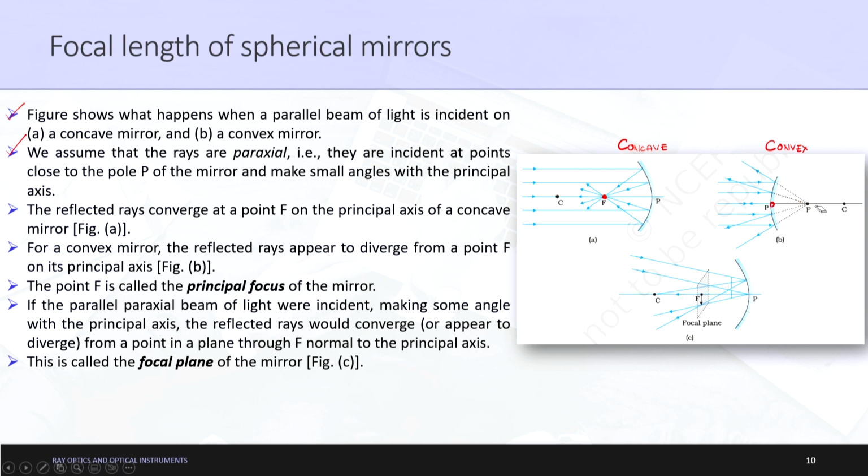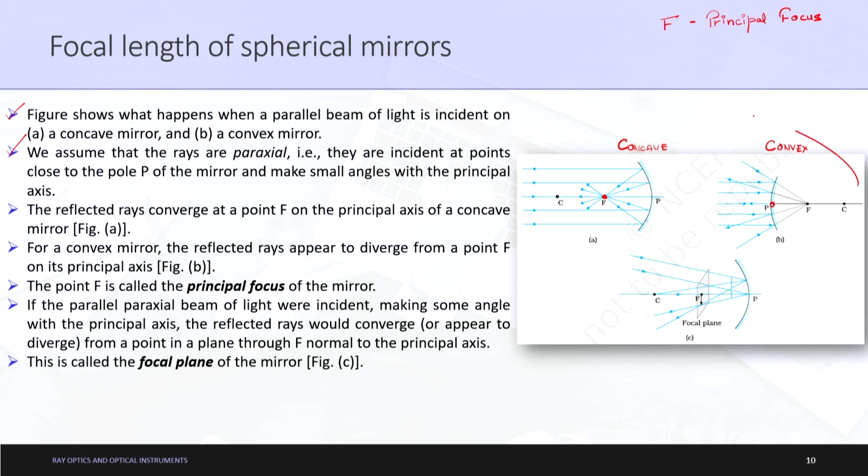Okay. Next, the point F is called the principal focus of the mirror. Again a theory portion: what is this point F? F is called the principal focus. Okay. So, if the parallel para-axial beam of light were incident making some angle with the principal axis, the reflected rays would converge from a point in a plane through F normal to the principal axis.